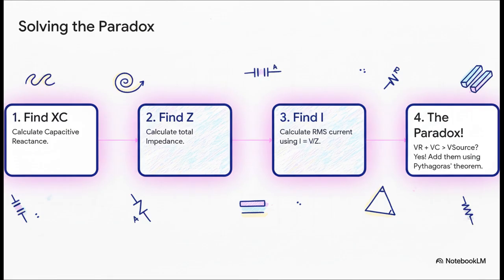But here's where it gets really interesting. A little paradox. If you then calculate the voltage across the resistor and the voltage across the capacitor and add them, you'll find the sum is more than the 220 volts we started with. How is that possible? Is it magic? No, it's because they are not in phase. Remember, they are not pulling at the same time, so you can't just add the numbers. You have to add them like vectors, using Pythagoras again.